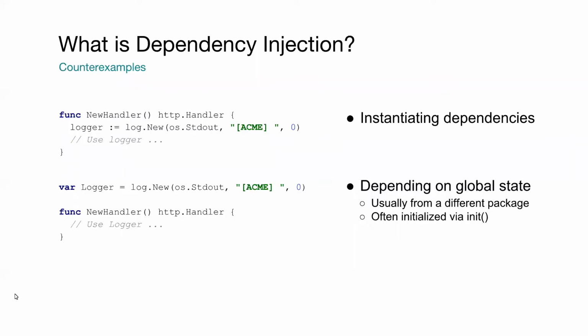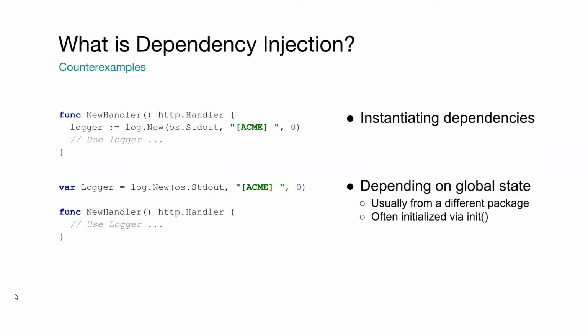Okay, so what exactly is dependency injection? We start with what dependency injection is not. On the slide, you see some examples. The first one is instantiating dependencies yourself. And the second one is depending on global state. There is a global variable called logger, and your code in the new handler constructor will actually use the logger to output some logs. Both approaches are not really good.